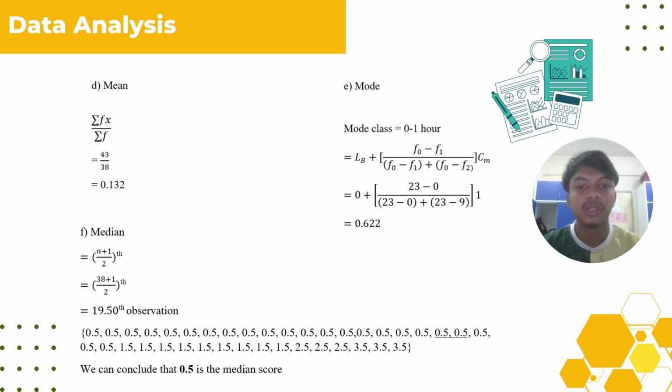Besides, we can also find the mean, mode, and median. For the mean, as with the simple frequency distribution formula, we get 0.132. For finding the mode, we use the formula LB plus F0 minus F1 divided by, in brackets, F0 minus F1 plus F0 minus F2, and times Cm. And we will get 0.622. For the median, we will get 0.5 at the 19 point observation.